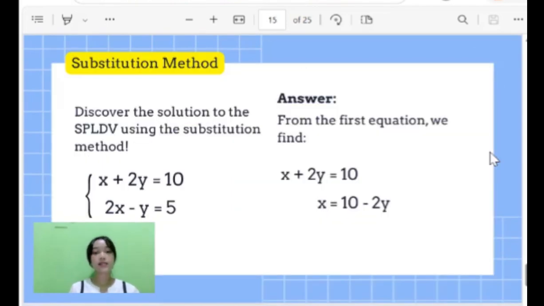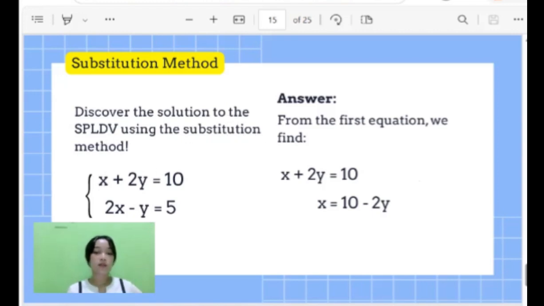And then the second method is the substitution method. In this method, we first express one variable in terms of the other variable. After that, we substitute it into the second equation. This method is useful when one variable is easy to isolate. Now, in this example, let's find the solution to the SPLDV using the substitution method.